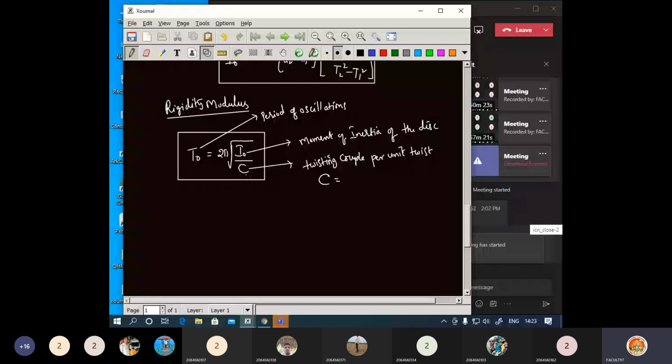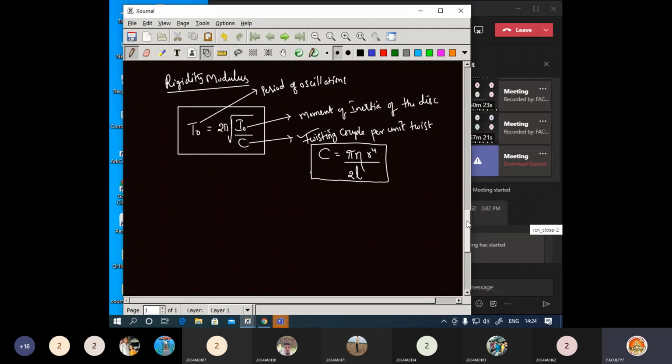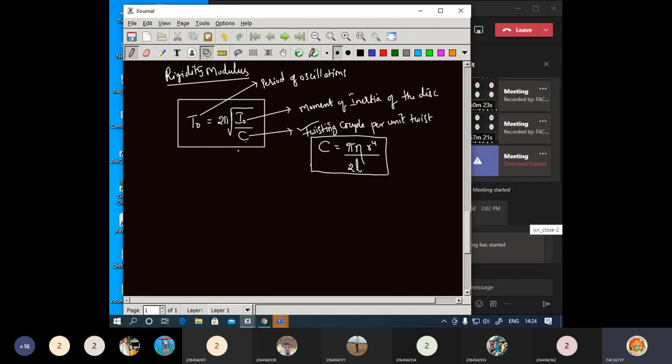Now what was the previous expression for C? Do you remember this expression for C? This we had seen in the previous topic. Twisting couple per unit twist equals pi eta r power 4 by 2L. We got the derivation of this in the previous topic regarding the twisting couple. If you refer to that topic, you can find this. Now the same thing you are going to substitute here.